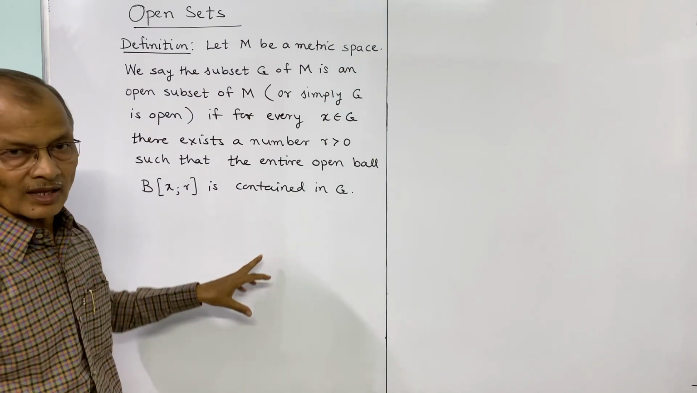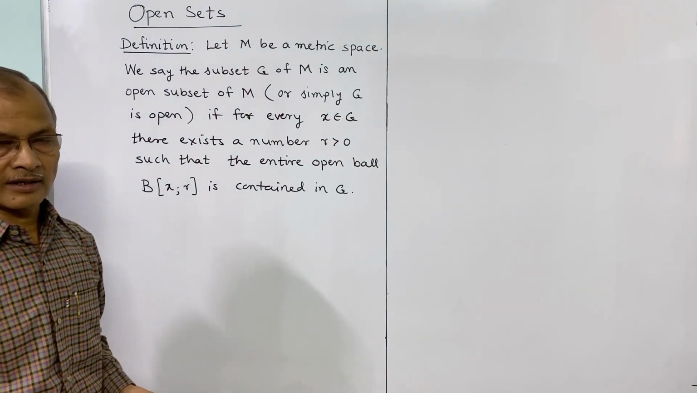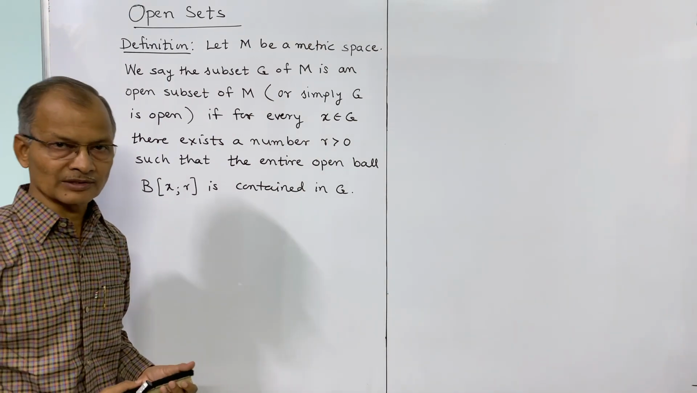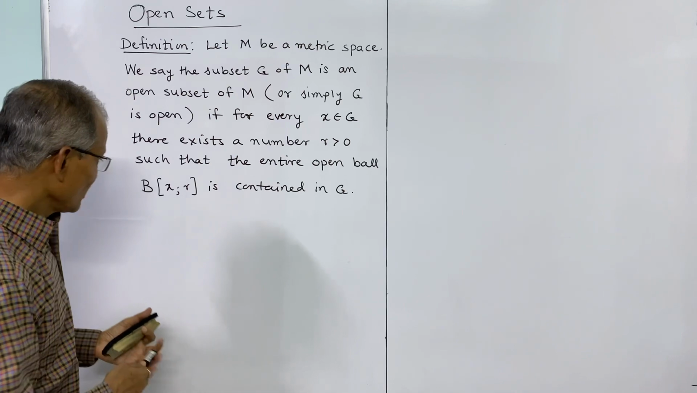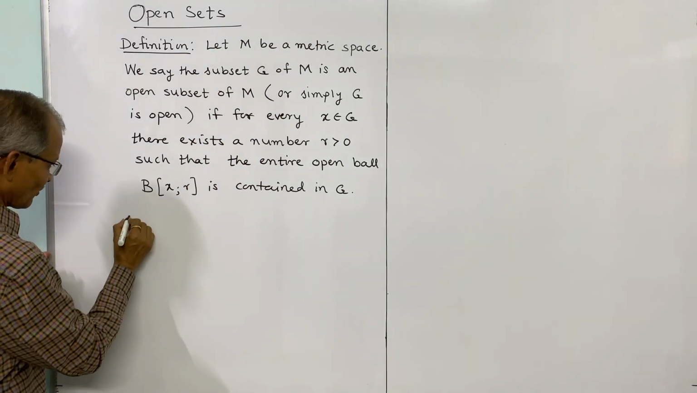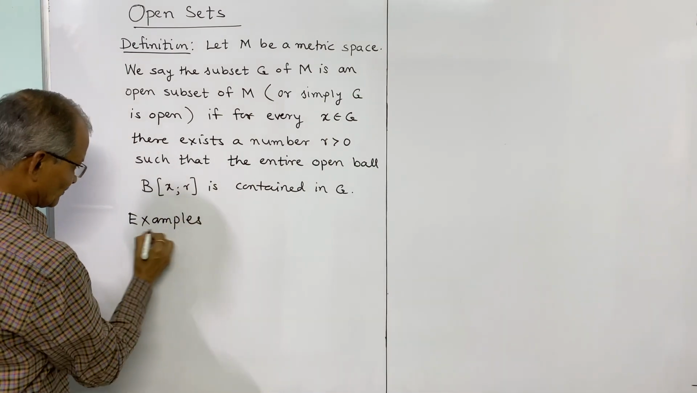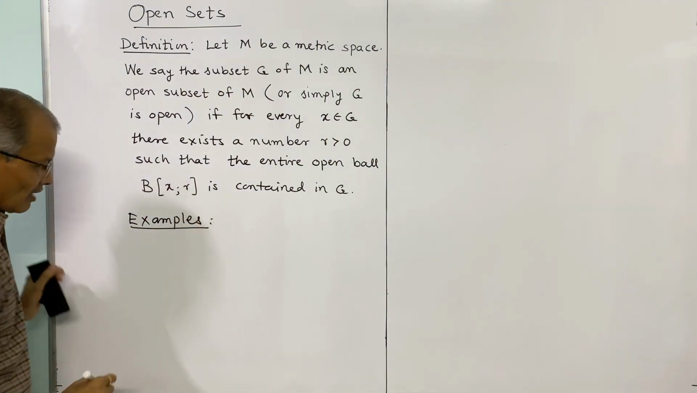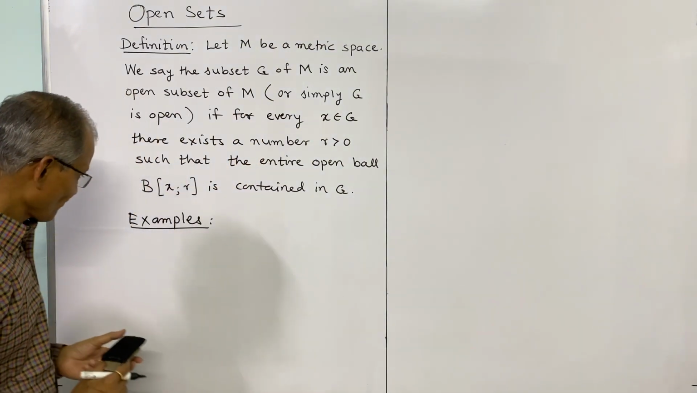Consider any element in that set and construct an open ball around that element, then the open ball must also be in the same set. Then the set is said to be open. Now we will consider examples of open sets. We will have the interior of an ellipse in R2.